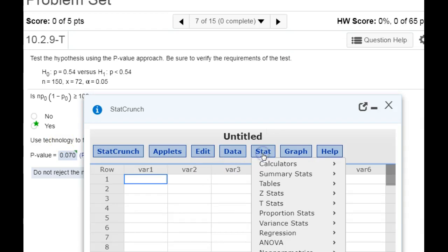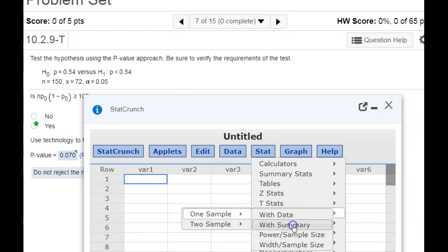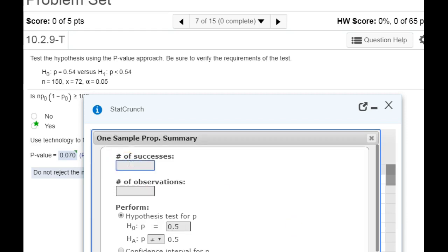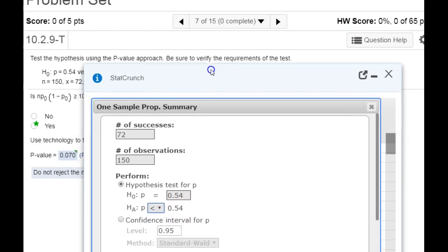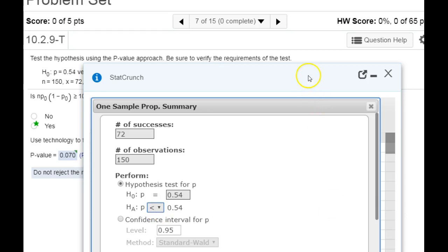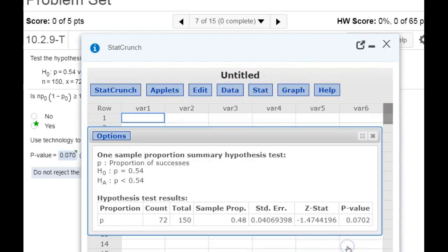So jumping into StatCrunch, we're doing proportions, one sample, and we have the summary data. And our summary data tells us 72 successes out of 150. And we have to enter in our null hypothesis, 0.54. And our alternative is a less than. So make sure we put a less than there. And then we're going to want to hit compute at the bottom.